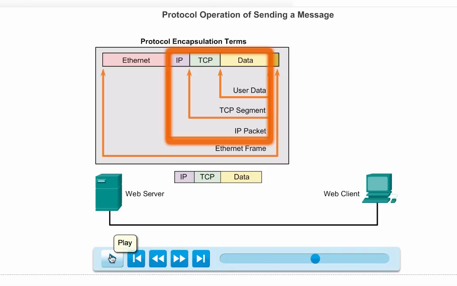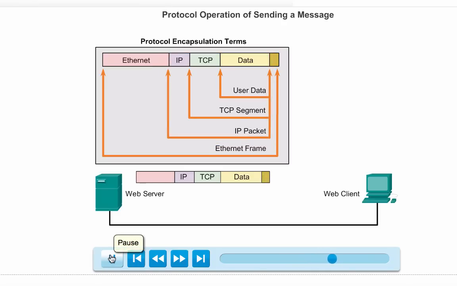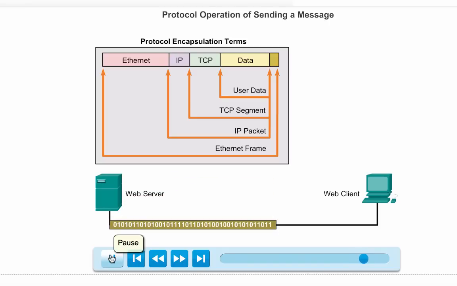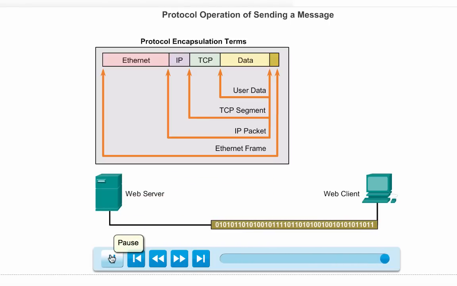The IP header contains source and destination host IP addresses, as well as information necessary to deliver the packet to its corresponding destination process. The IP packet is sent to the network access layer, where it is encapsulated within a frame header and trailer. Finally, the bits are encoded onto the media by the server network interface card.